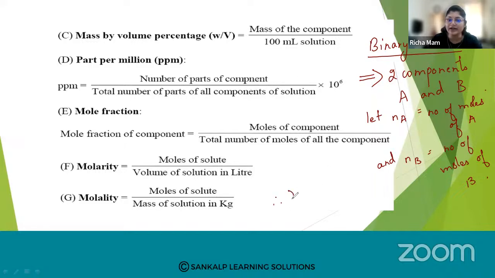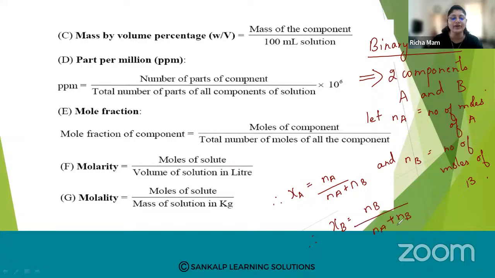Therefore, how do you find it? Just now I wrote it. The mole fraction of A equals Na by Na plus Nb, because there are only two components. And if you want to find the mole fraction of B, it will be Nb divided by Na plus Nb.